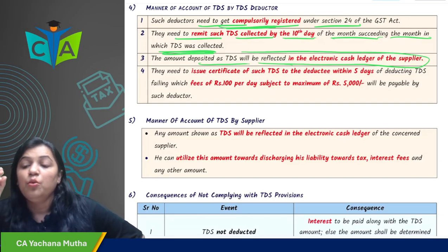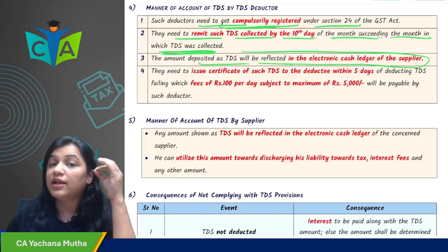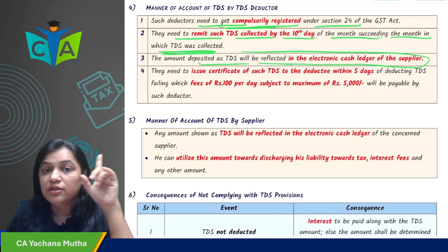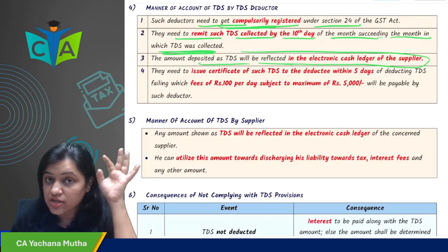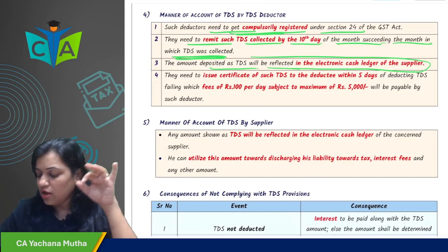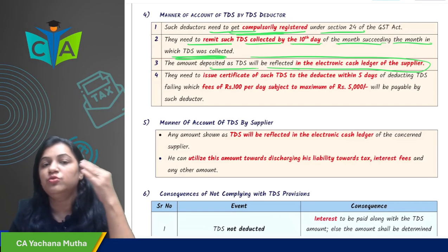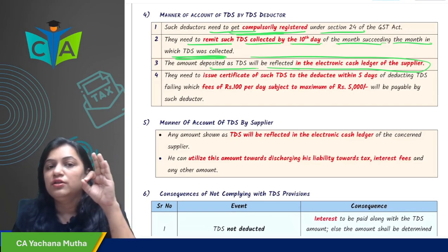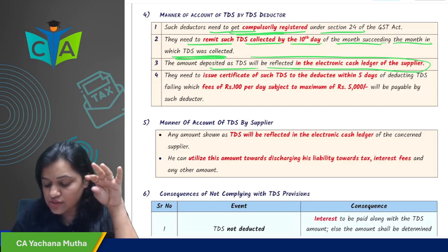Very important point: it is reflected in the electronic cash ledger, not the credit ledger. The amount of TDS which you have deducted will be reflected in the supplier's electronic cash ledger. Then they need to issue what? A certificate of TDS to the deductee, to all the deductees whose TDS you have deducted.